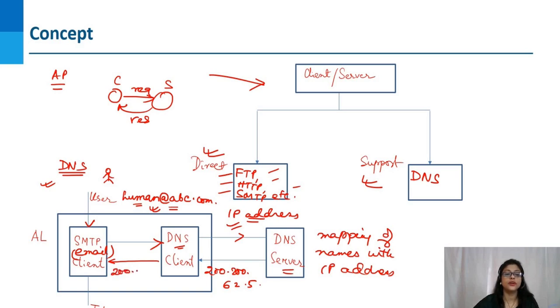So this will be 200.200.62.5. So now this IP address can be sent to the transport layer, from there to the network layer to be sent to the other server. So this is the concept of DNS, meaning mapping of names to the IP address.